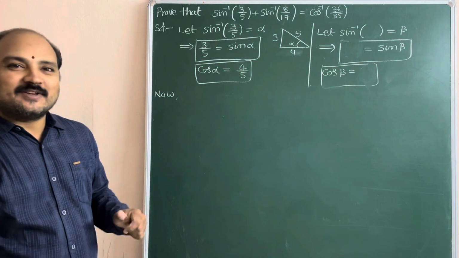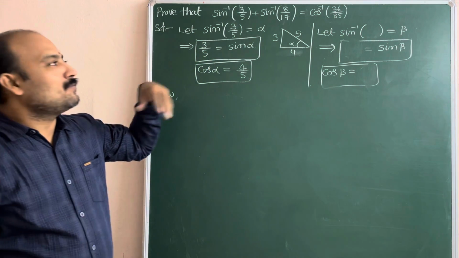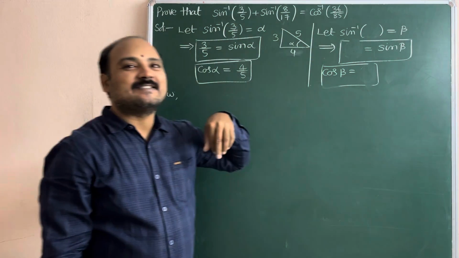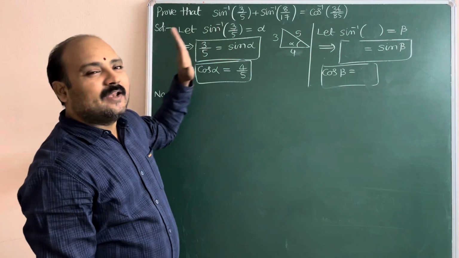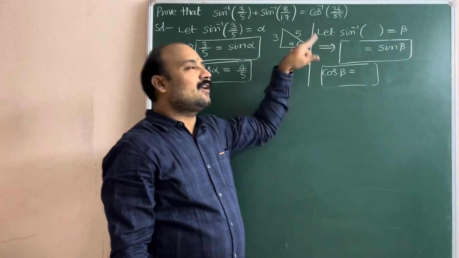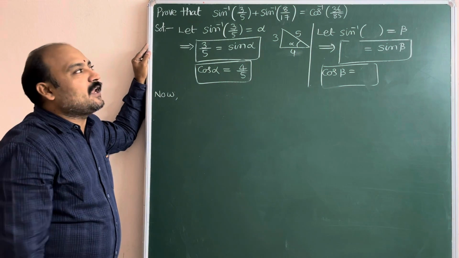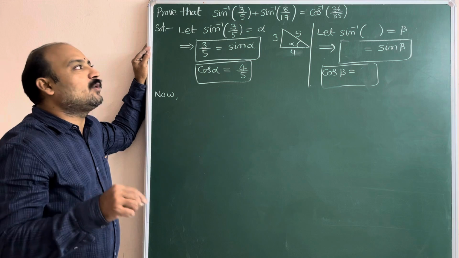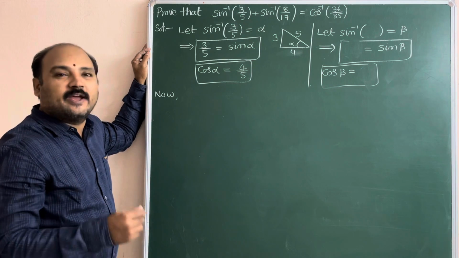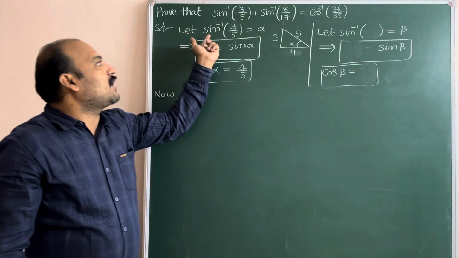The next question, dear students, is also the same type of question, but on the RHS, cos inverse is there. In the previous question, both the LHS and RHS had sine inverse, but here it is cos inverse. Prove that sine inverse of 3 by 5 plus sine inverse of 8 by 17 equals cos inverse of 36 by 85.